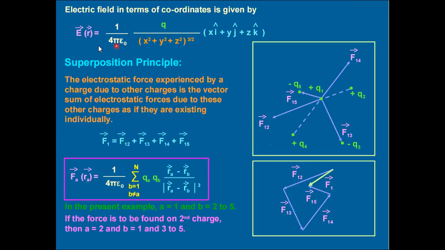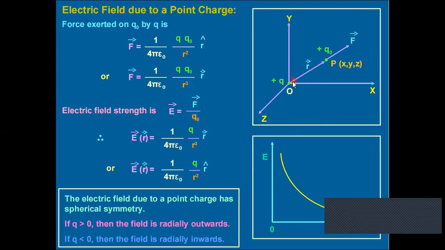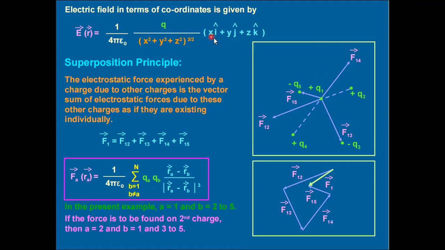So in the vector form, the electric field can be shown this way. If r equals square root of x square plus y square plus z square, from this the x distance will be x square, y distance will be y square, and z distance will be z square. So r square equals x square plus y square plus z square. And this is the vector form: x i plus y j plus z k, a three-dimensional vector.